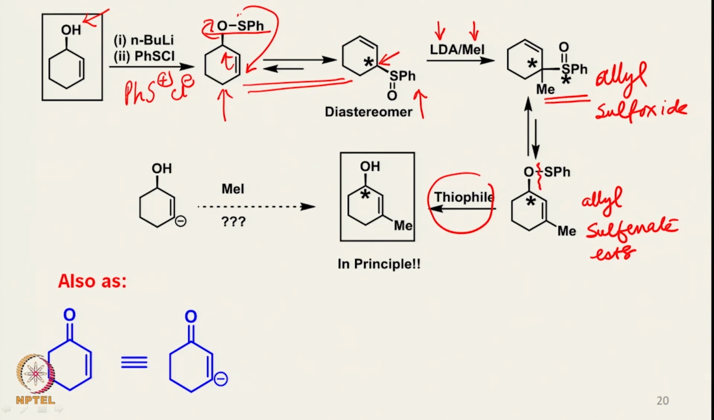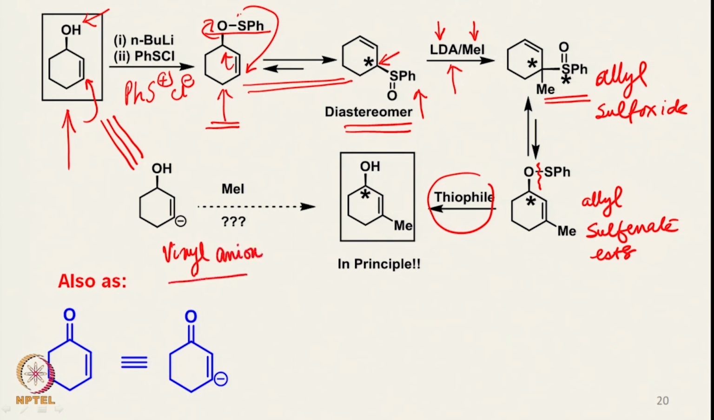So now what we have done is we have started with this allyl alcohol, which was not having a substitution at this center, but we made the allyl sulfinate ester here, which was in equilibrium with the allyl sulfoxide. Now we have generated an acidic proton alpha to the sulfoxide, did the deprotonation here, and used methyl iodide as an electrophile, but one can use any other electrophile. You make another sulfoxide, which then is in equilibrium with the allyl sulfinate ester, and thiophile cleavage gives the methyl compound. So essentially we have made this compound an equivalent of a vinyl anion, to which we have added the methyl iodide.